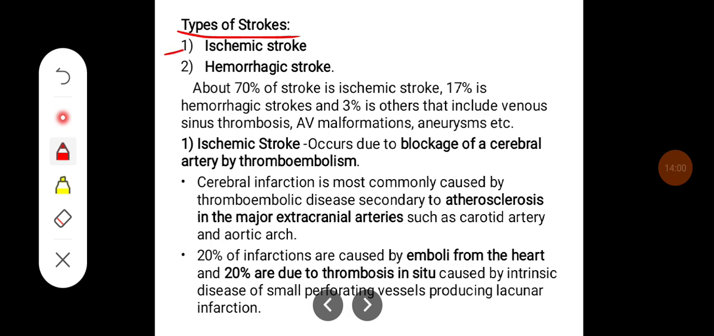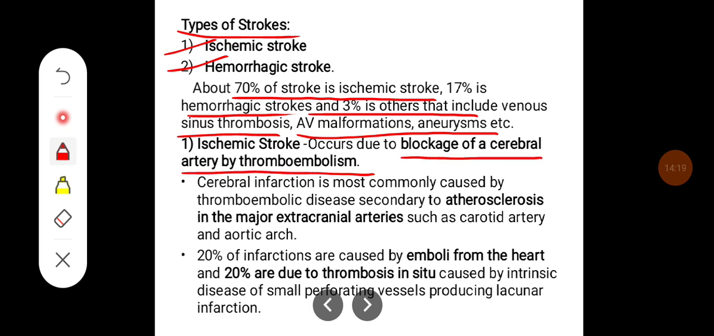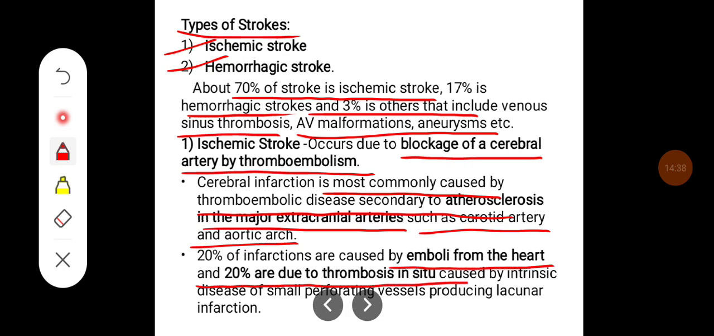There are two types of strokes, ischemic stroke and hemorrhagic stroke. About 70% of strokes are ischemic and 17% are hemorrhagic, and 3% are others that include venous sinus thrombosis, AV malformation, and aneurysms. Ischemic stroke occurs due to blockage of a cerebral artery by thromboembolism. Cerebral infarction is most commonly caused by thromboembolic disease secondary to atherosclerosis in the major extracranial arteries such as the carotid artery and aortic arch. 20% of infarctions are caused by emboli from the heart, and 20% are due to thrombosis in situ caused by intrinsic disease of small perforating vessels producing lacunar infarction.